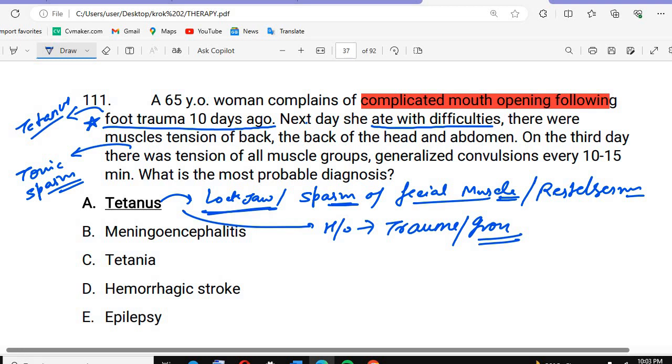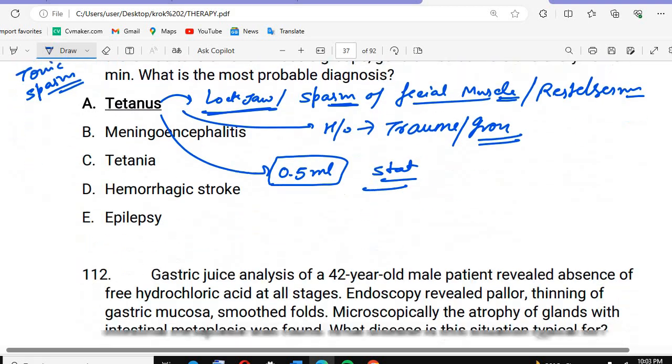That is tetanus. Remember, they can ask you the dose for tetanus: 0.5 ml stat will be given. Stat means immediately, just after the trauma we will give 0.5 ml stat.